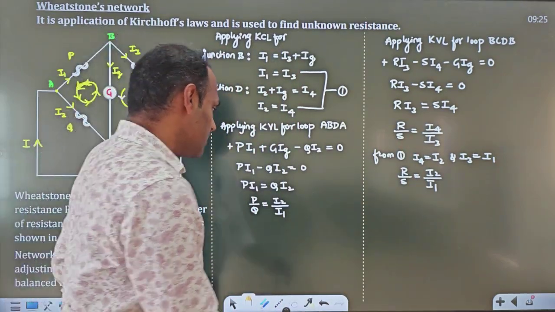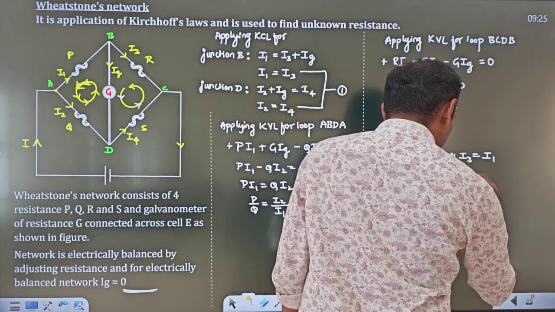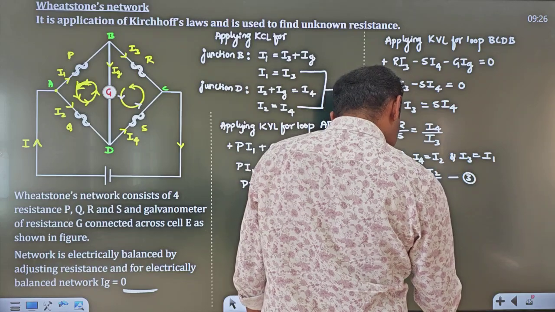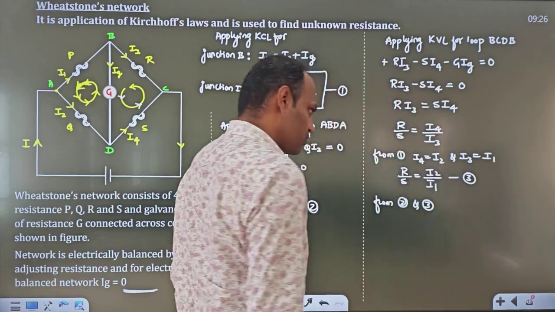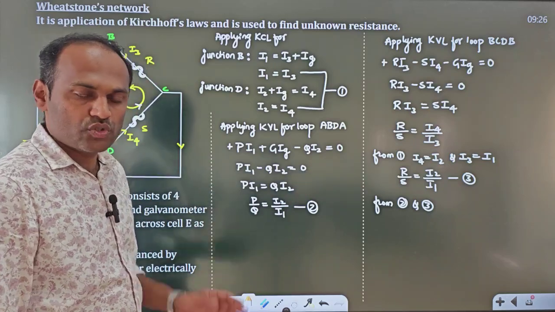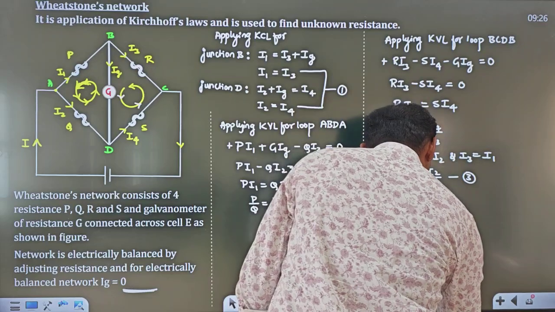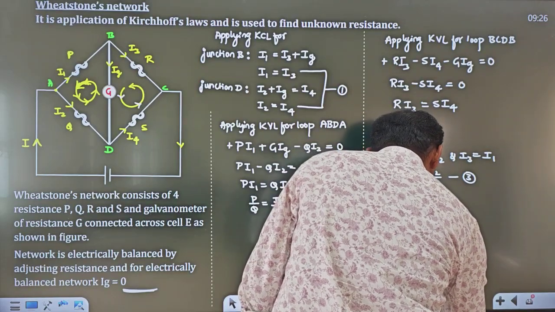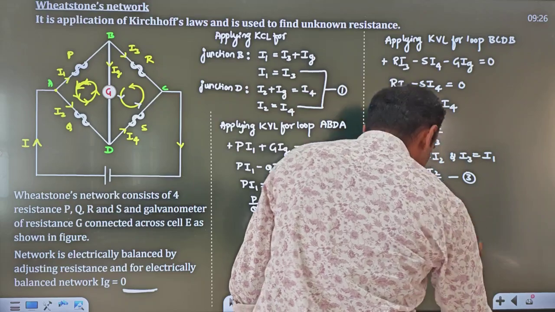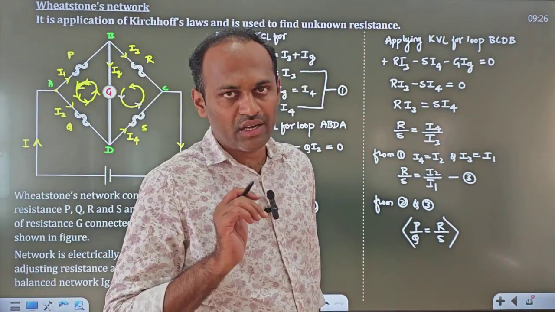Now compare these both. Let this be equation number 2 and let this be equation number 3. From equations 2 and 3, the RHS is the same, I2 by I1, I2 by I1. So we can equate the LHS. That's why I will get P divided by Q is equal to R divided by S. This much we will get. So this is said to be the balancing condition of Wheatstone's network.